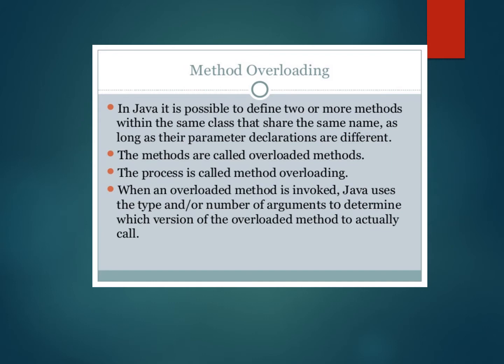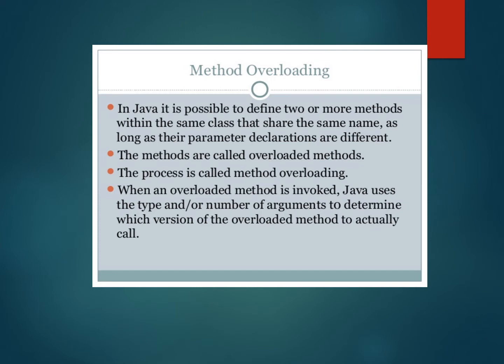When a class is defined and it has a number of methods, two or more methods can have the same name with a list of different formal parameters. This is known as method overloading. And all the methods that have the same name but different lists of parameters are known as overloaded methods. The process is called method overloading.